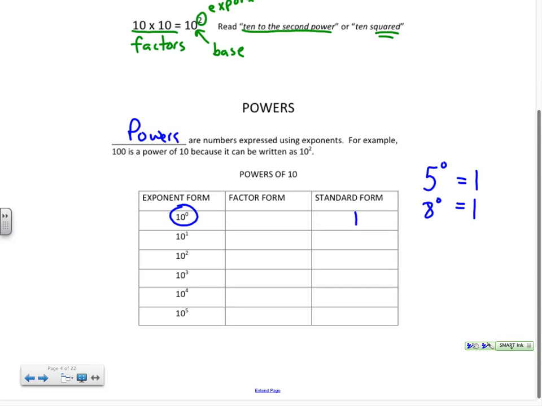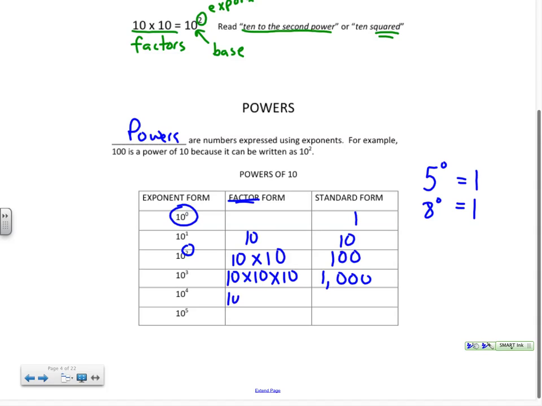10 to the first power, standard form is simply 10. We're not taking it times anything. Okay? 10 to the second power, if we look at it in factor form, remember our exponent means multiply the base by itself that number of times. So 10 to the second power means 10 times 10, and when we multiply those together, its standard form is 100. 10 to the third power is 10 times 10 times 10, which is 1,000.